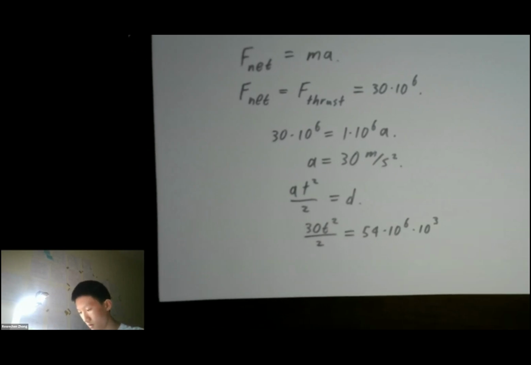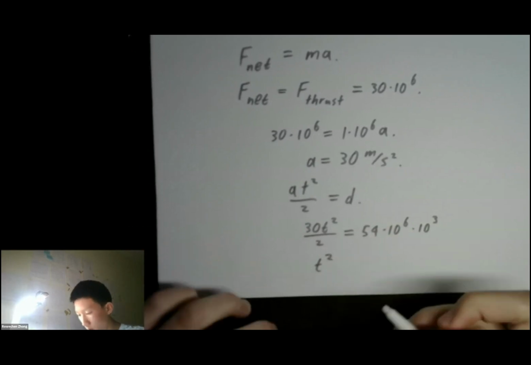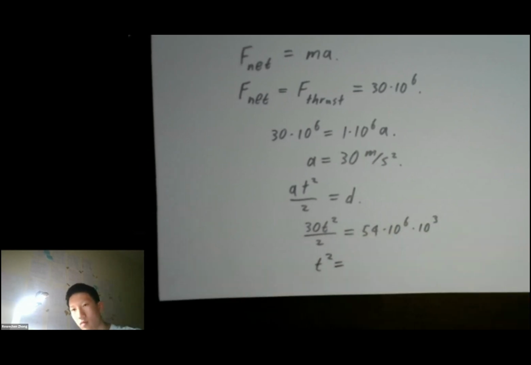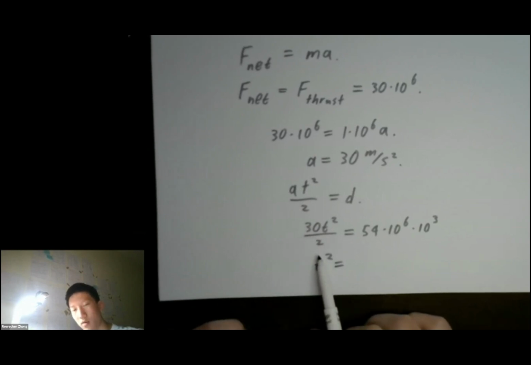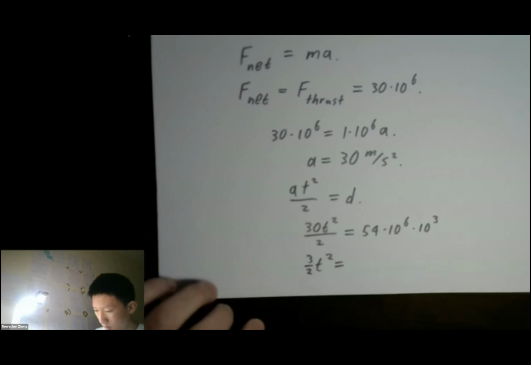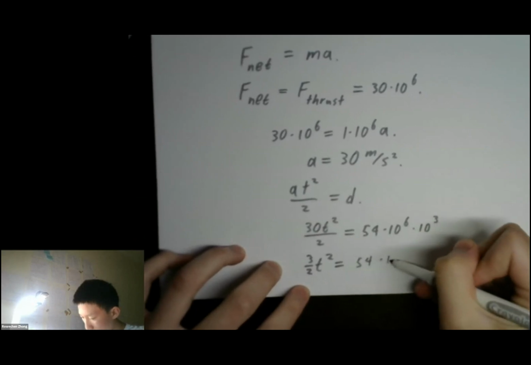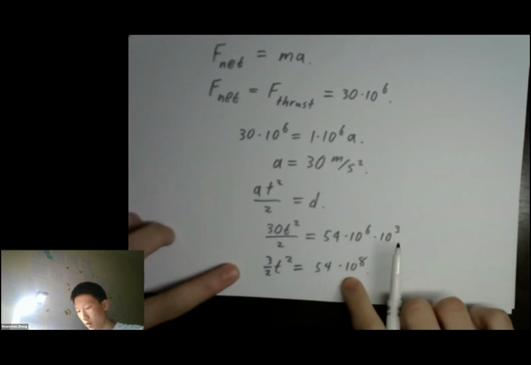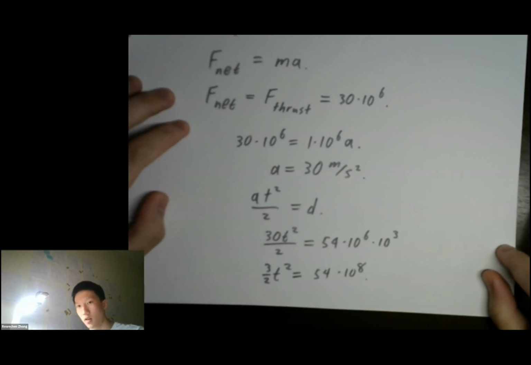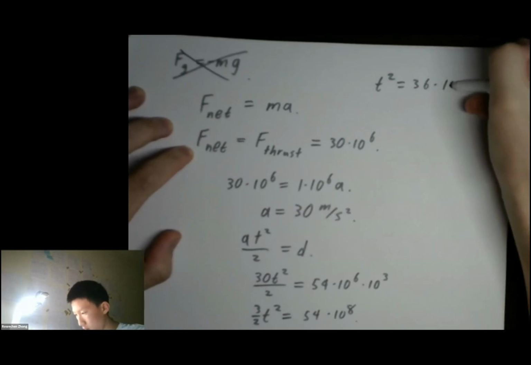Okay, so what is this? At this point, you might want to get out a calculator, or if you don't want to get out a calculator, make some simplifications. Notice that 30 divided by 2. What's the fastest way to do this? Okay, let me show you guys the trick. 3 over 2 times t squared. We just divided 10 from this side. So now we've got 54 times 10 to the 8. I'm a little bit out of room. I'm going to move back to the top. 3 over 2 t squared is 54 times 10 to the 8. Well, that's just the same thing as saying t squared is equal to 36 times 10 to the 8.